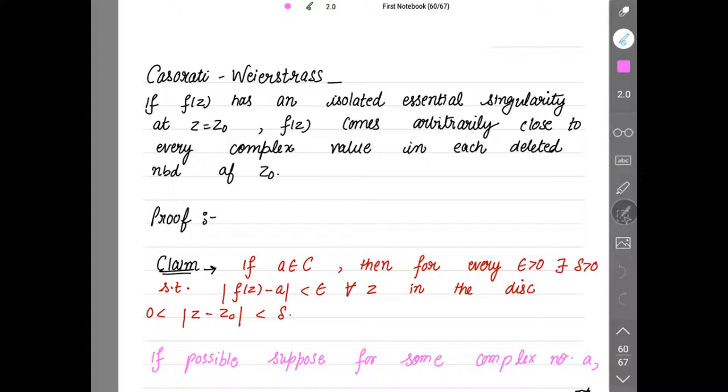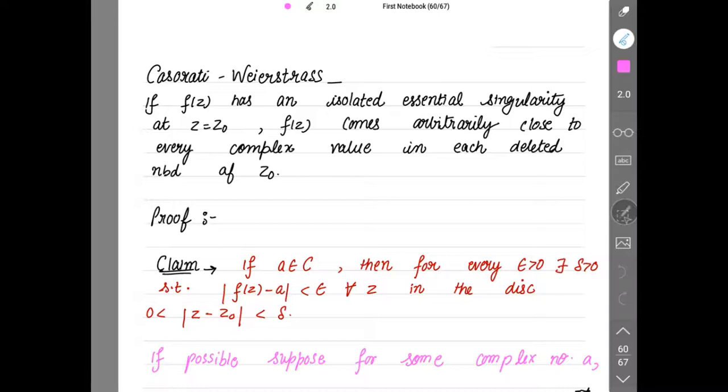We have a function f(z) and it has an isolated essential singularity, which means, what is an isolated essential singularity? It is neither a pole nor a removable singularity, right? And I need to prove that f(z) comes arbitrarily close to every complex value in the deleted neighborhood of z naught, where the function has an isolated essential singularity.